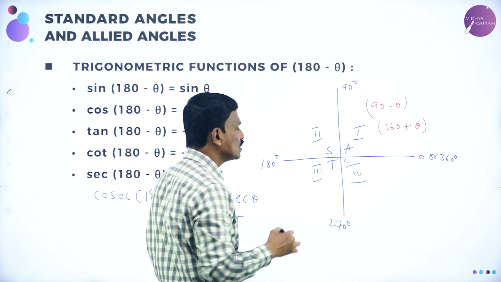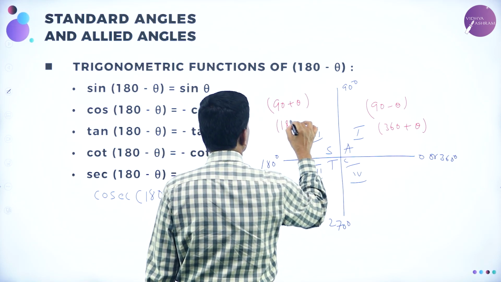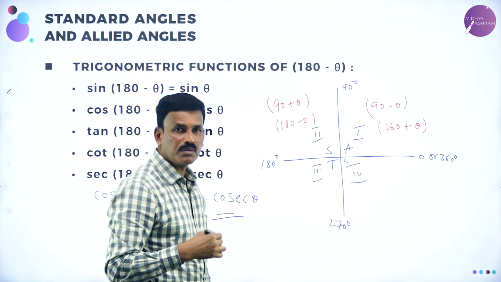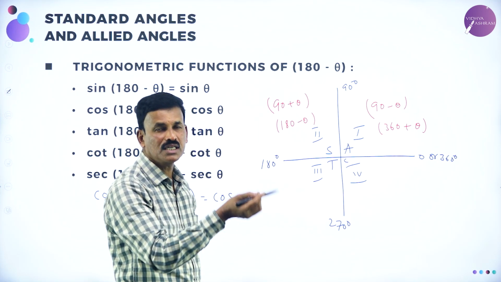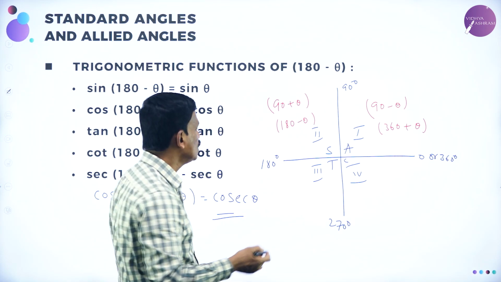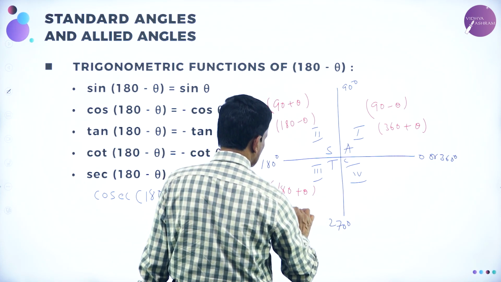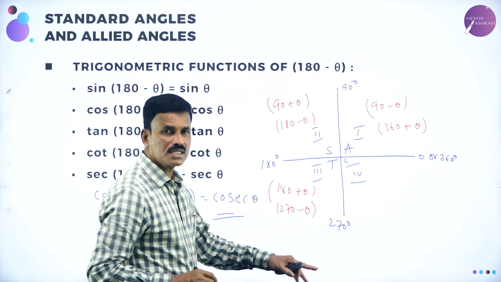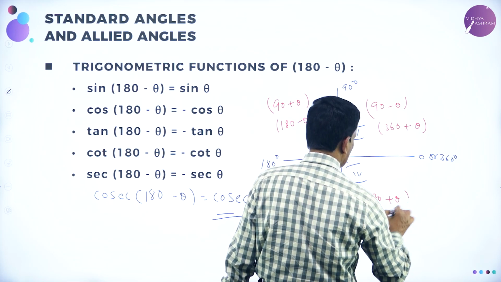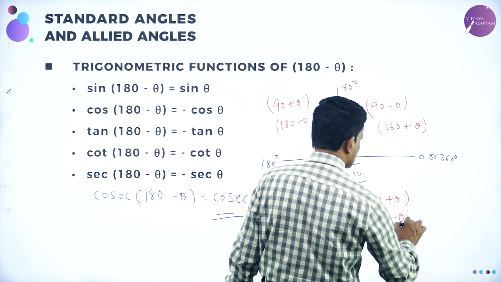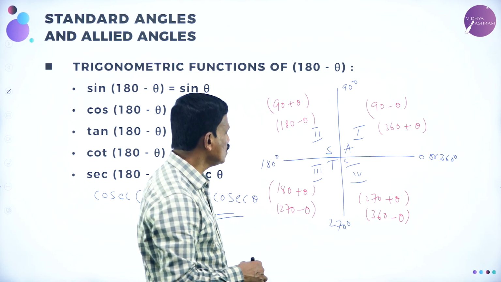in the first quadrant. In the second quadrant, 90 plus theta and 180 minus theta, that is, from 90 to 180, less than 180 up to 90, come in the second quadrant. In the third quadrant, 180 plus theta and 270 minus theta come. Whereas in the fourth quadrant, 270 plus theta and 360 minus theta come.